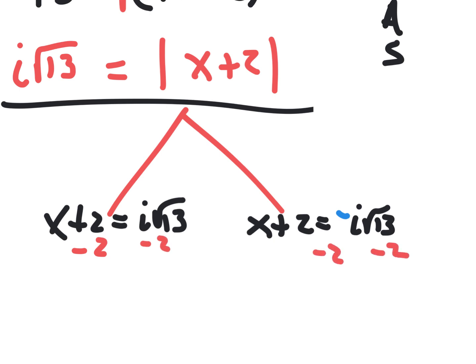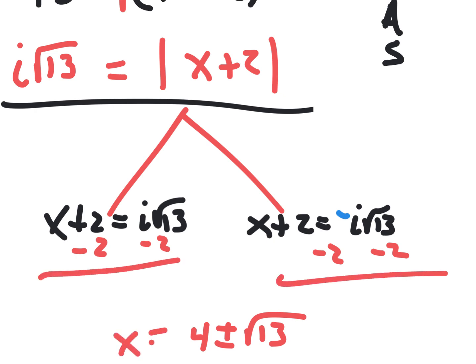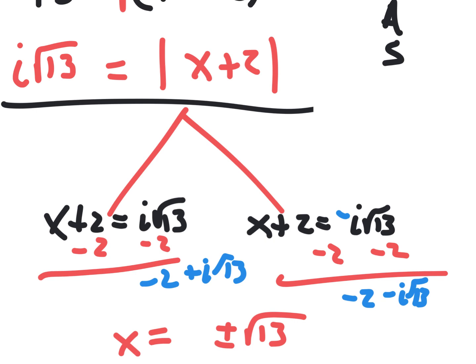Write your answer in the way where it's like the real number first, like it's not going to be 4 plus or minus the square root of 13. It's going to be something like that. Negative 2 plus i root 13 and negative 2 minus i root 13. So this must be really not a 4, of course. It was a negative 2. And there's an i here.